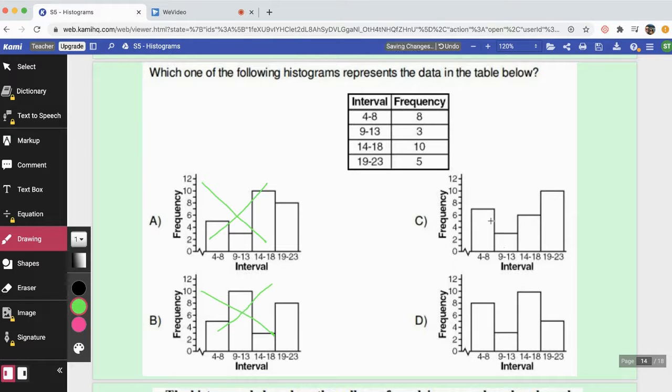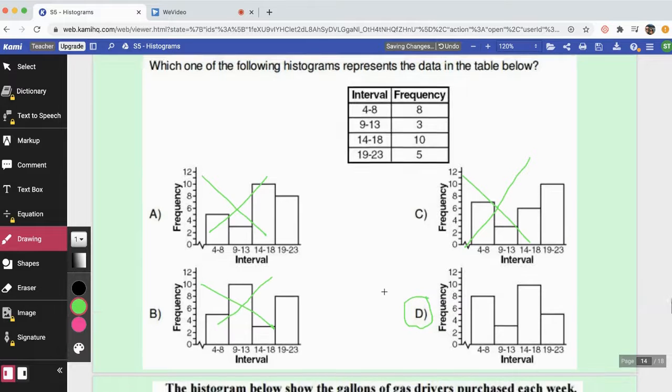And C, the interval of 4 to 8 has a frequency of 7, not 8. So it can't be that one either. So I hope when I get to D, I find that it matches up. So the interval of 4 to 8 has 8. 9 to 13 is 3. 14 to 18 is 10. And 19 to 23 is 5. So D would be my correct answer.